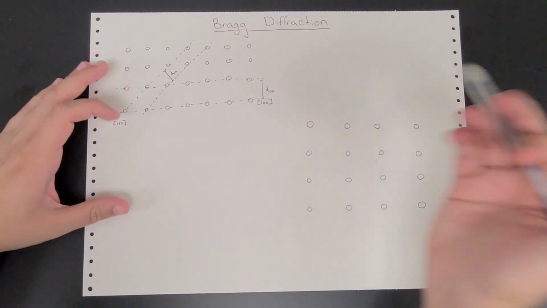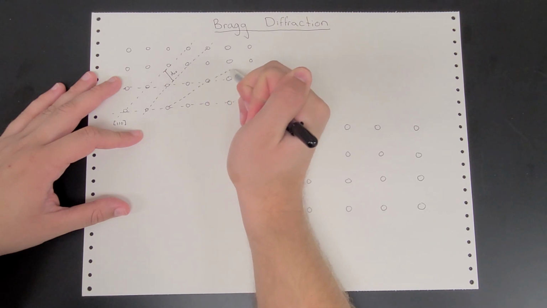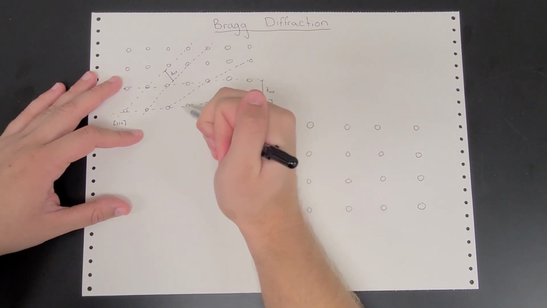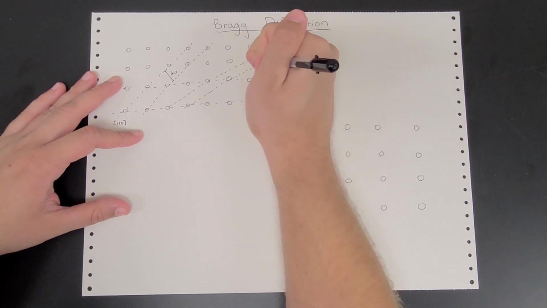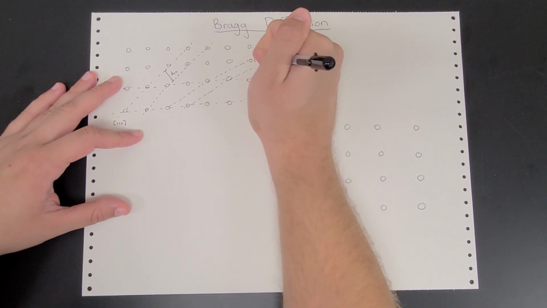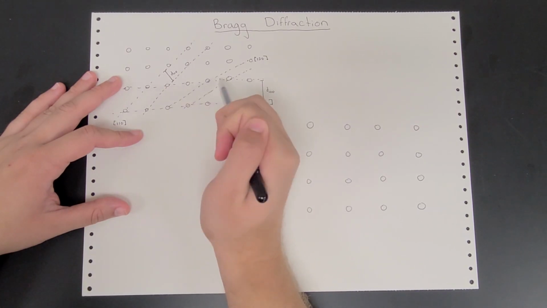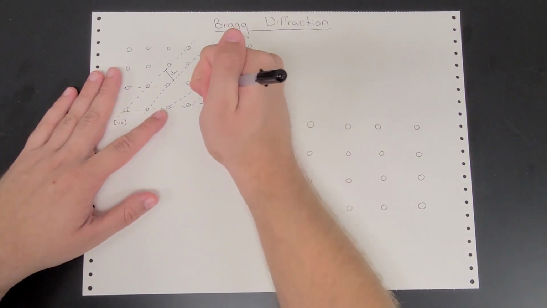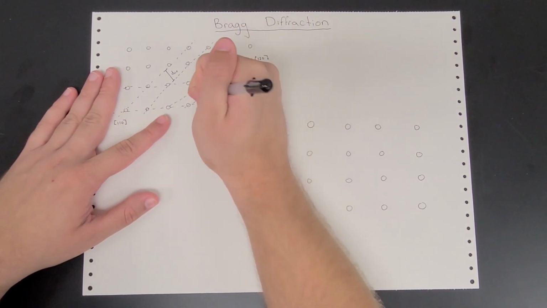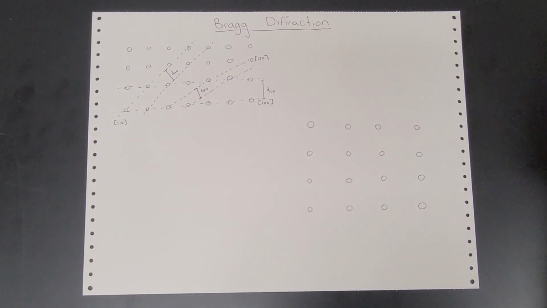All right, and the final plane that we want to look at is going to be this one, that we define as the 120. We're going up 1, over 2. So this spacing here is the D120 interplanar spacing that we're going to be determining.